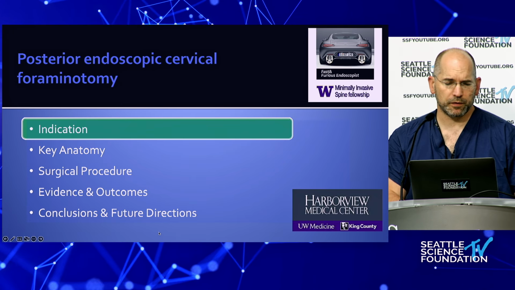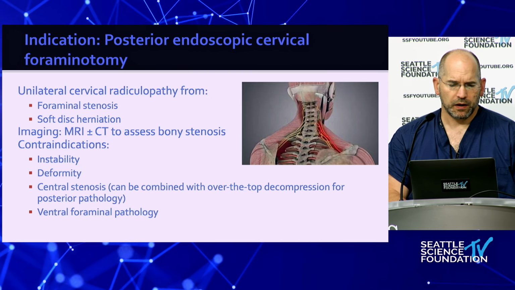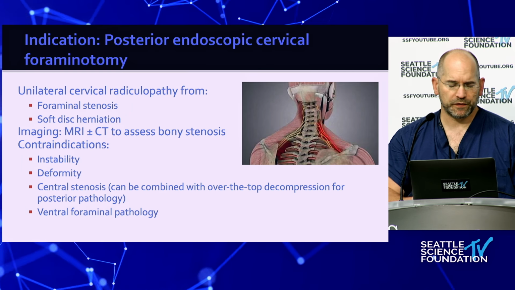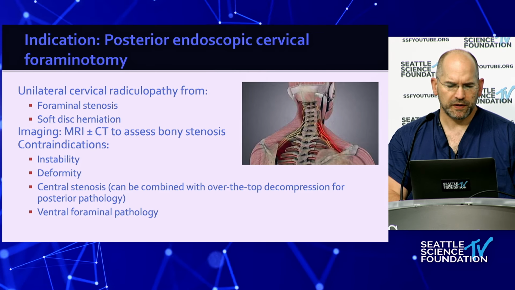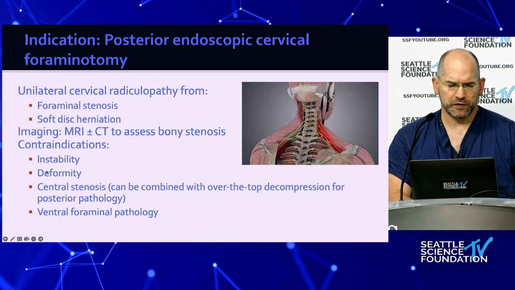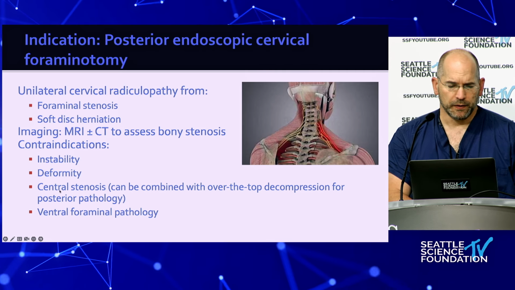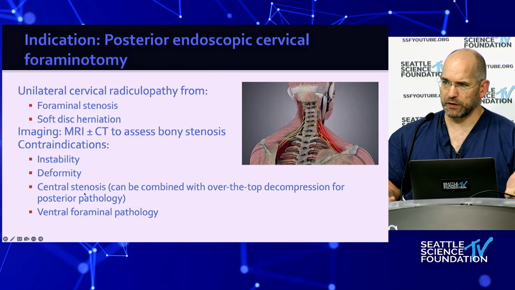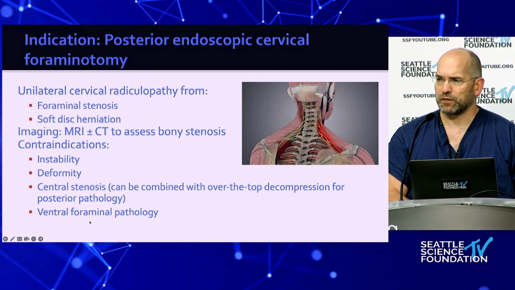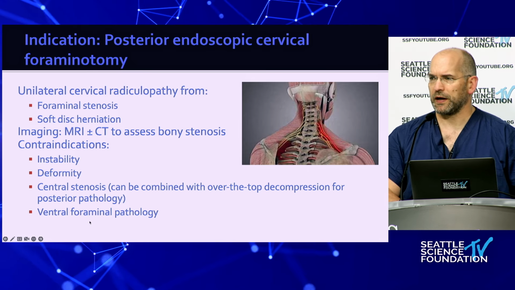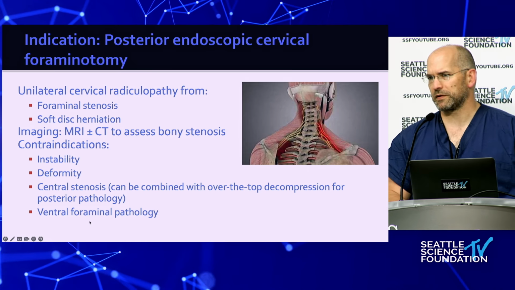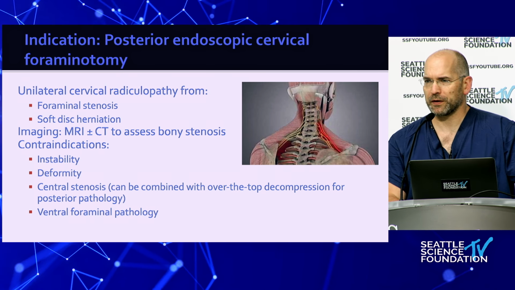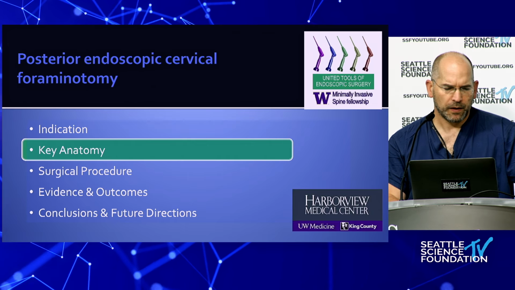So what are the indications for cervical foraminotomies? It's a unilateral cervical radiculopathy from foraminal stenosis or soft disc herniation. We use imaging, CT or MRI, and contraindications are instability, deformity, central stenosis. However, it doesn't need to be a contraindication because you can also do a central decompression at the same time, and ventral foraminal pathology. At our case sessions later, I'm going to show you a case where this can be done. But as you'll see in my prospective outcome collection, there are definitely challenges there.